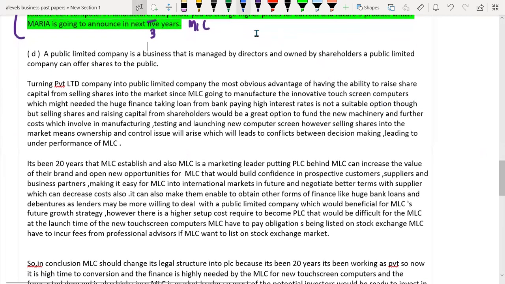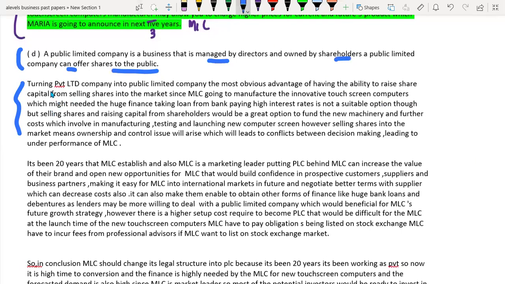And the last question is about whether the company should be turned into a PLC or not. So first of all, we have to write the definition for PLC. This is your choice. A PLC is a business that is managed by directors and owned by the shareholders. A public limited company can offer shares to the public.